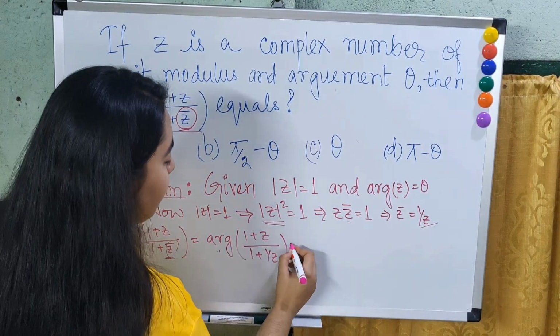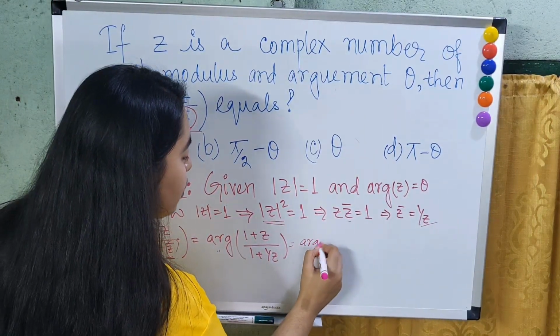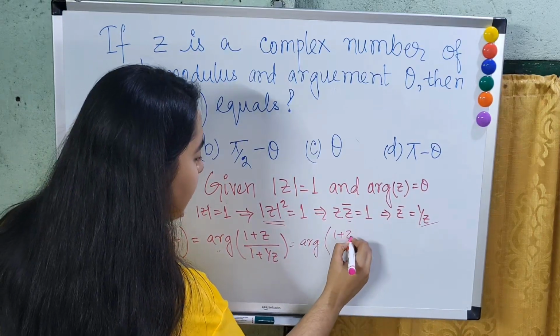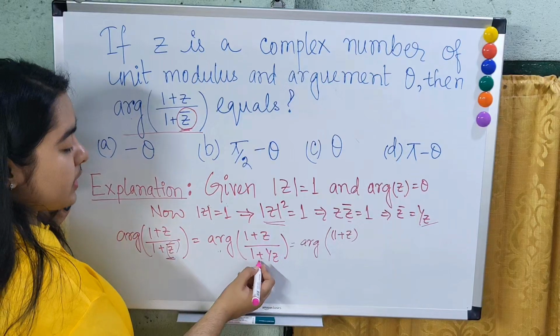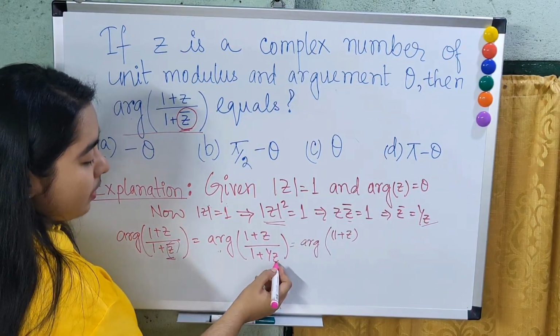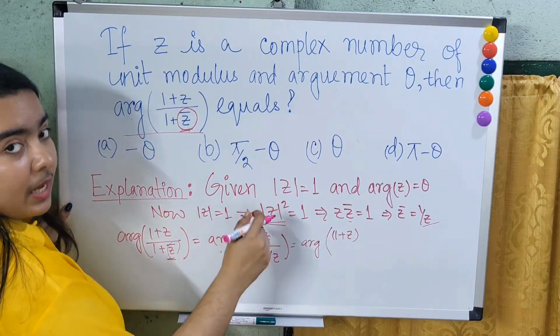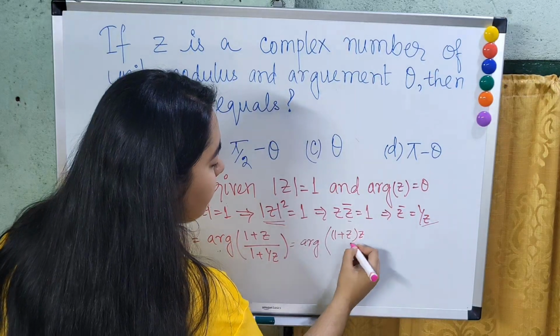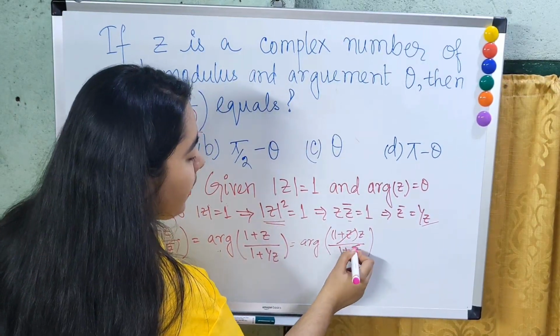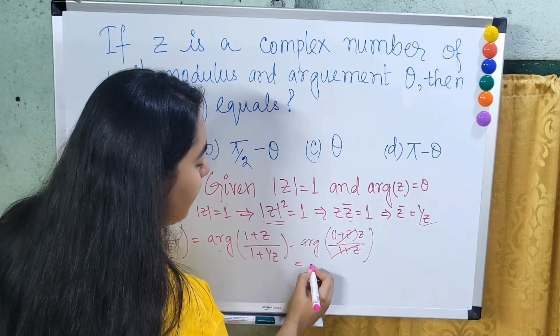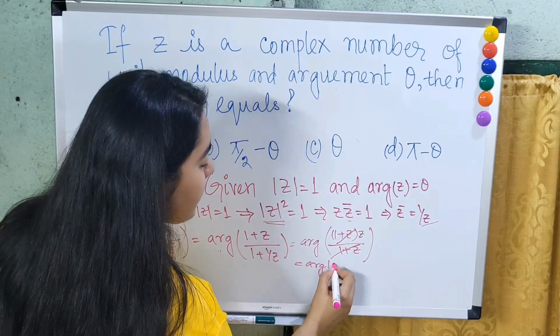Now simplify this. So this is the argument of 1 plus z, and simplifying, the denominator is z into 1, which is z, so z plus 1. And this z in the denominator goes up. So it is a z here and a 1 plus z here. So 1 plus z cancels out and we are left with the argument of z.